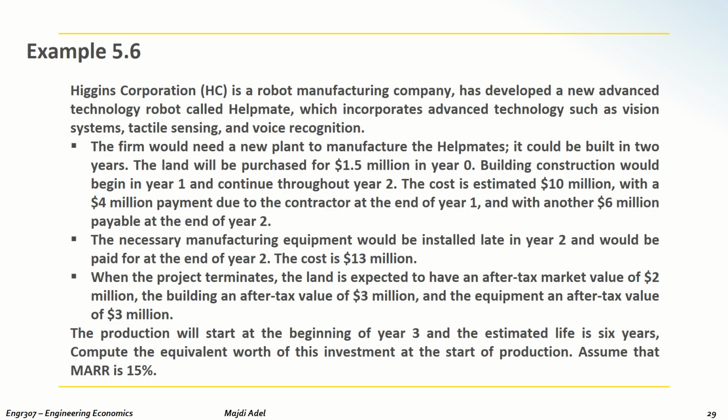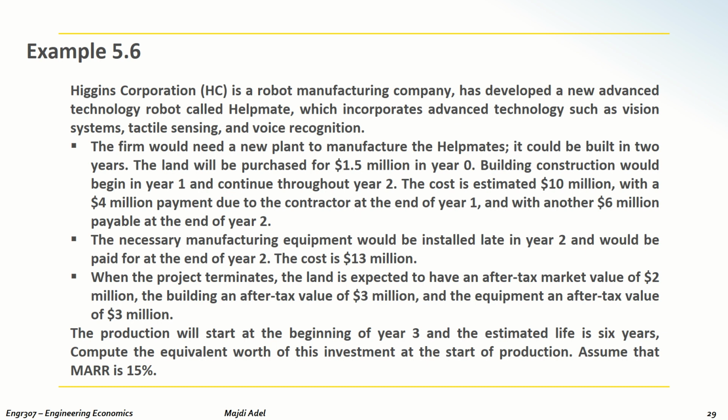Example 5.6. Higgins Corporation. They are manufacturing robots. They have developed a new technology robot called HelpMate. This HelpMate will mainly be used in hospitals to deliver medicine and food to patients in the hospital, and it will help the hospital do without part of the nursing staff. Okay. It has advanced technology such as vision systems, tactile sensing, voice recognition system, and so on.